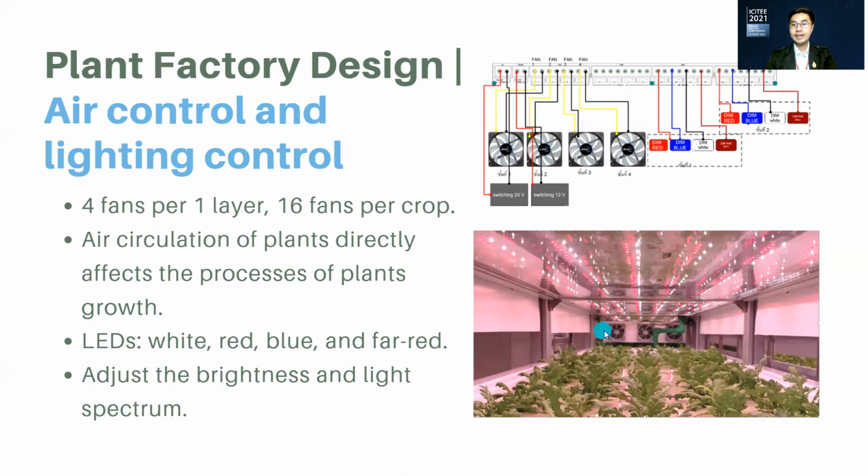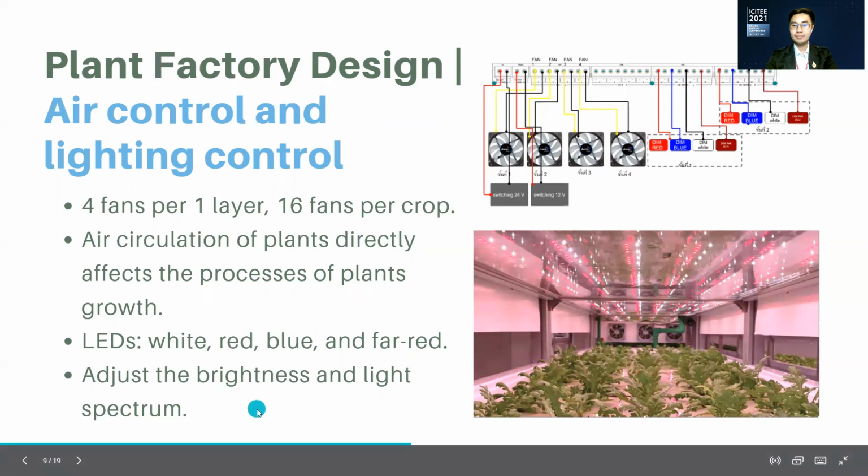We use 4 fans per layer and 16 fans per crop. You can see this in the diagram. Air circulation directly affects the process of plant growth. We use 4 types of LED. The first one is white light, another one is red, the next one is blue, and the last one is far red. So we can adjust the brightness and light spectrum from the controlling system.